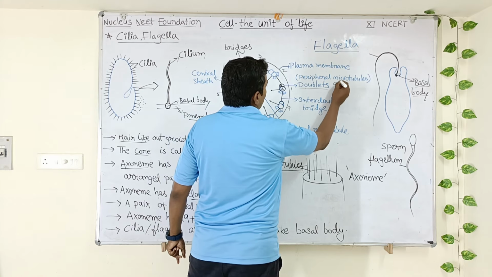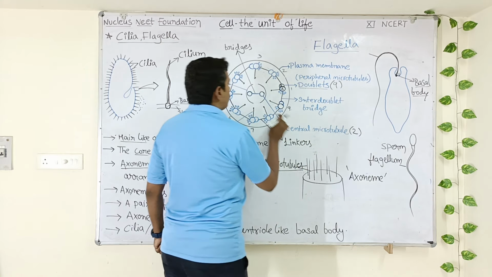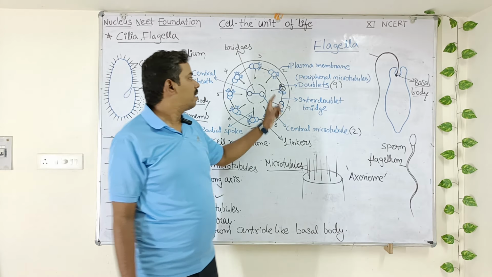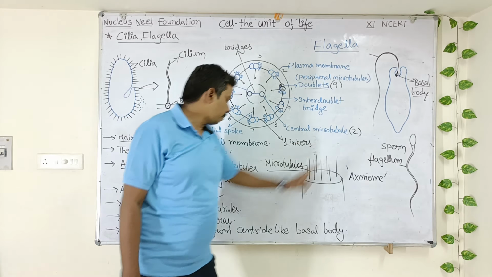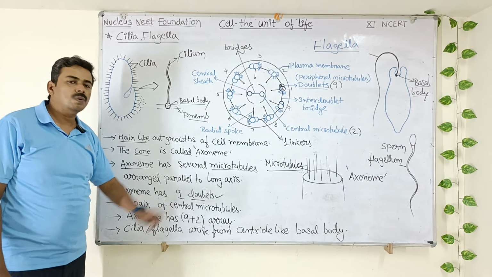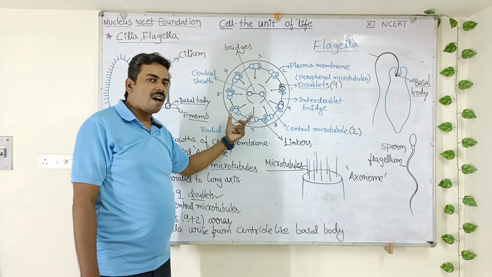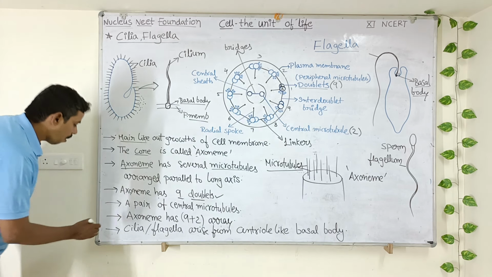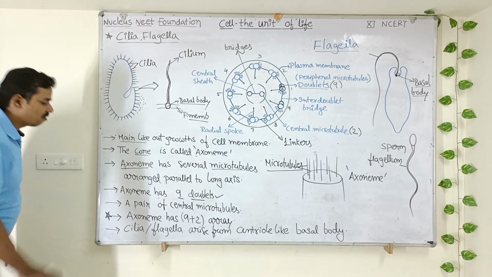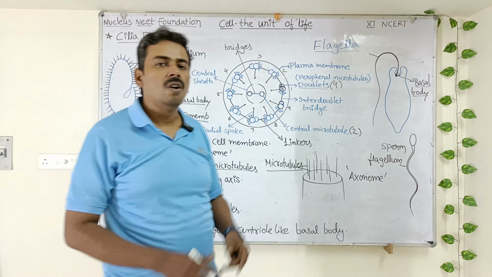9 doublets are at the periphery and 2 central microtubules are at the center. So what is the arrangement called? It is called 9 plus 2. The 9 plus 2 array arrangement of microtubules is present in cilia and flagella. This is a very important point. Cilia and flagella show 9 plus 2 array arrangement of microtubules.